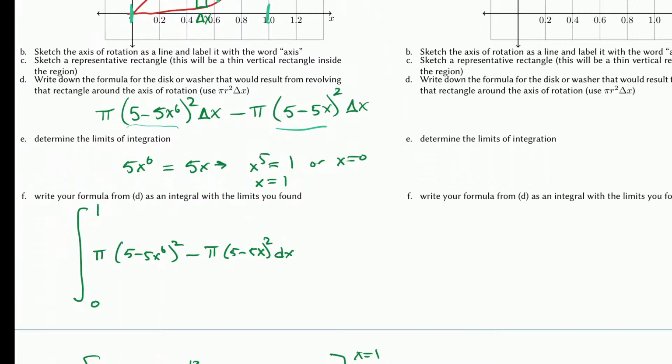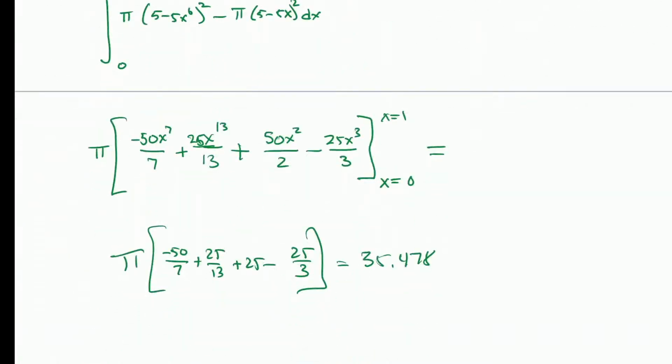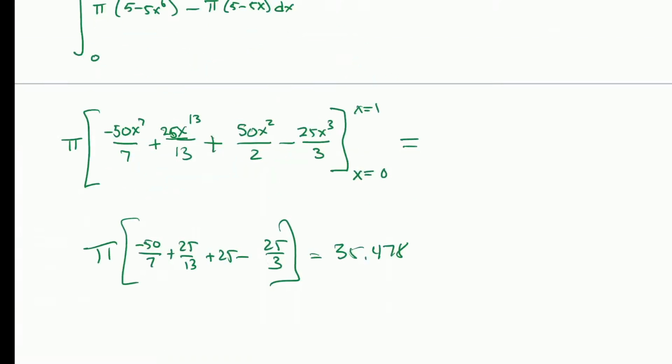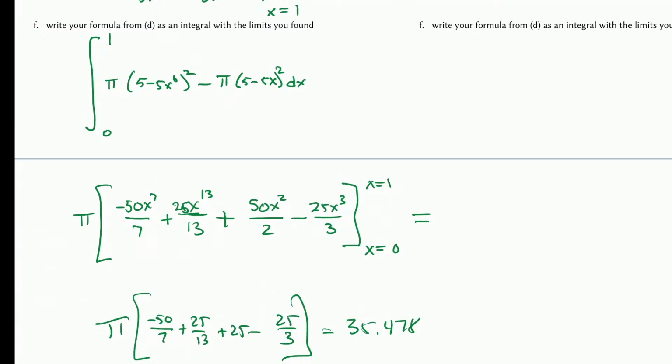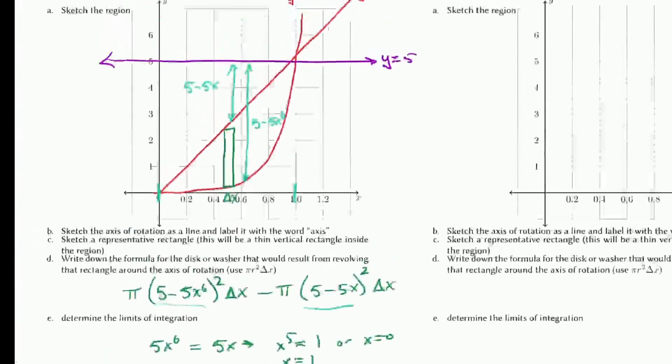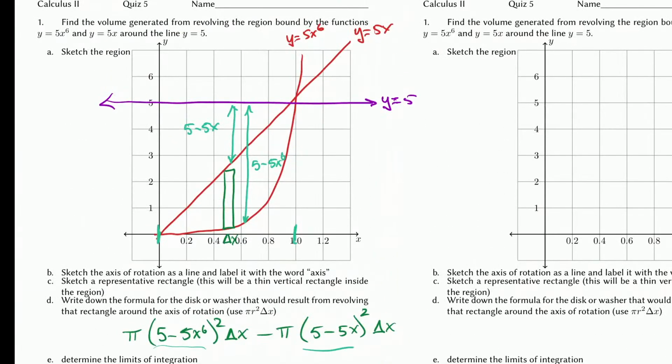I did go through the trouble of going through this, and I got 35.478. When I did it on my calculator, just using the built-in integration function, I got 35.96. So I don't know why there's a discrepancy. I must have made a minor error somewhere, but I don't care enough to worry about it. But there it is. So hopefully you did well.